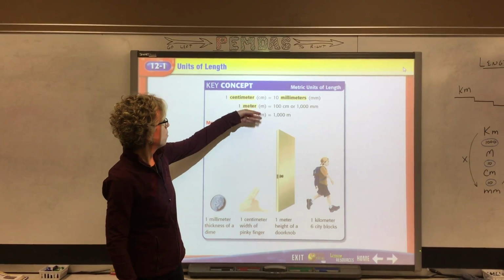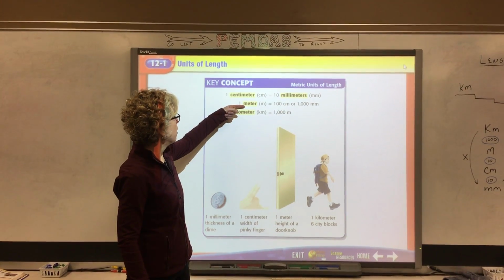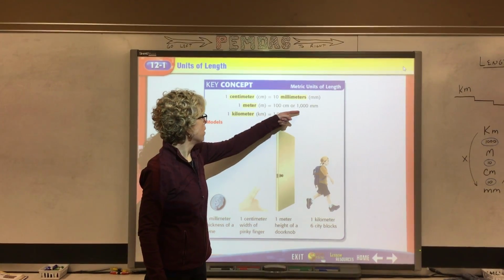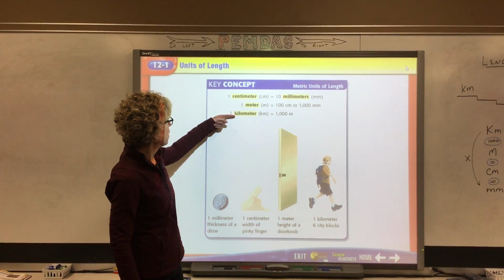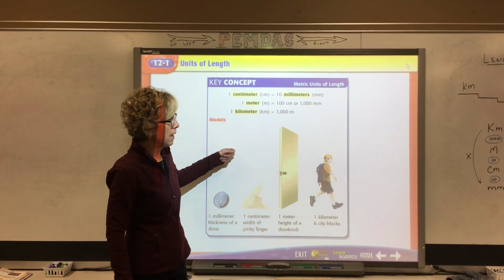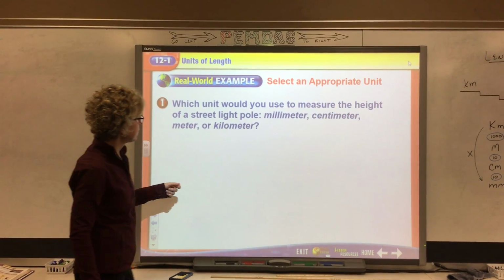Here again, 1 centimeter equals 10 millimeters. 1 meter equals 100 centimeters or 1,000 millimeters, and a kilometer equals 1,000 meters. All units of 10, so that makes converting a lot nicer.